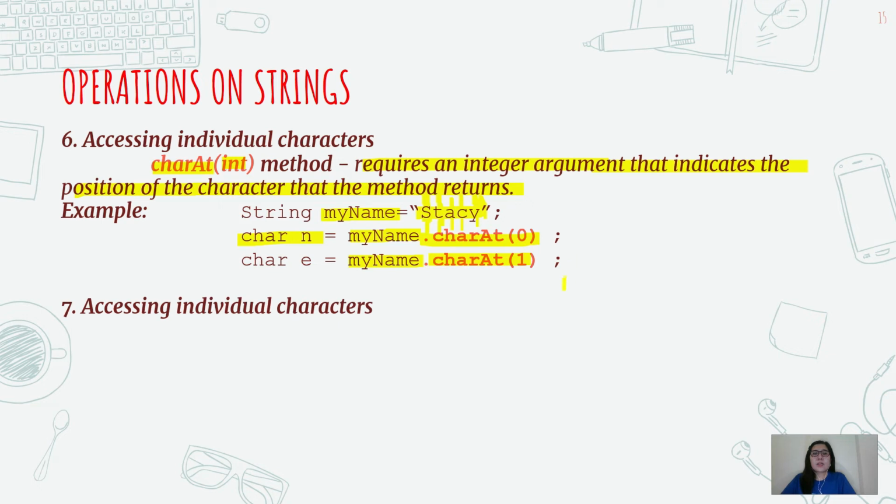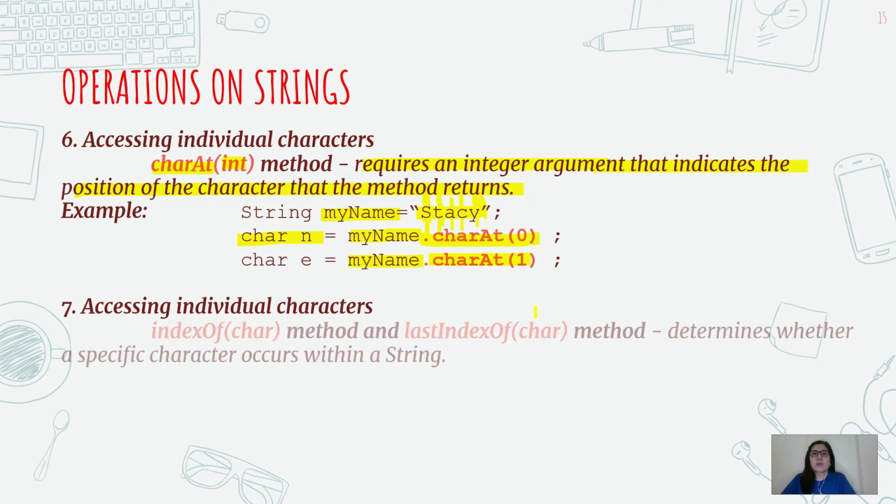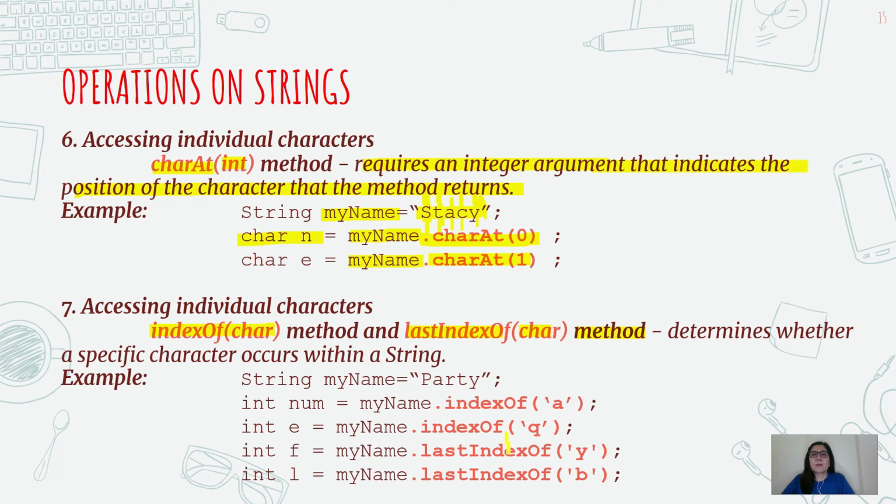Next, we also have accessing individual characters. We have here the index of and last index of, which determines whether a specific character occurs within a string. So, we have here an example. My name, ang value is party. So, ang ginamit, my name that index of A. So, i-return niya yung index ni A. So, ang magiging sagot dyan, 0, 1. So, ang sagot dito is 1.